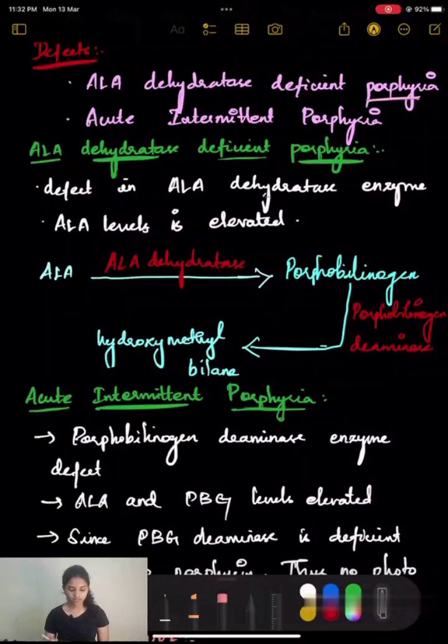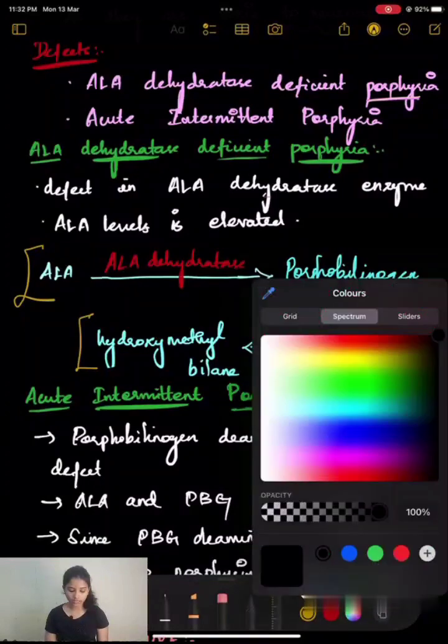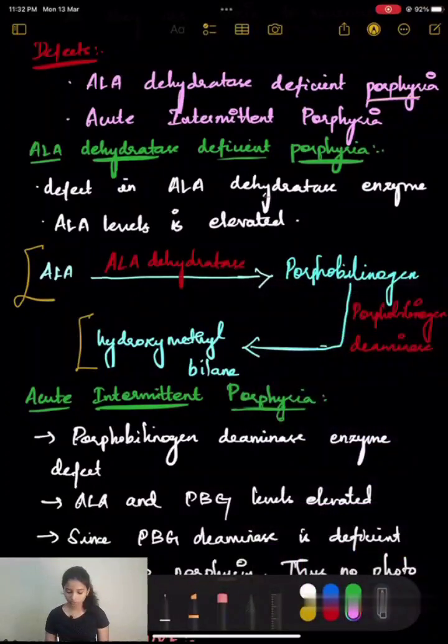I'll tell you the heme synthesis steps later, just look at these steps. ALA is converted into porphobilinogen with the help of the enzyme ALA dehydratase, and this porphobilinogen is further converted into hydroxymethylbilane with the help of the enzyme porphobilinogen deaminase. So whenever there is deficiency of the ALA dehydratase enzyme, it will cause ALA dehydratase deficient porphyria. Also, due to the absence of this enzyme, there is elevation of ALA levels.